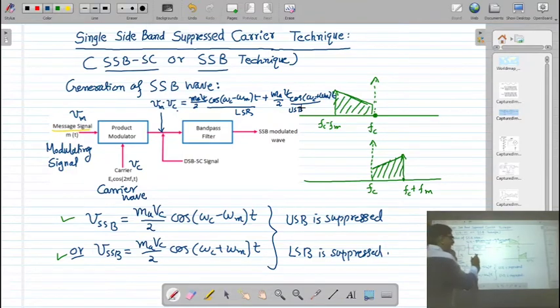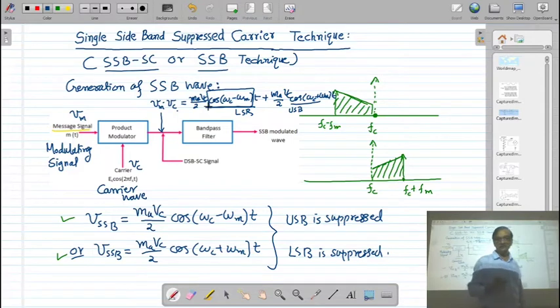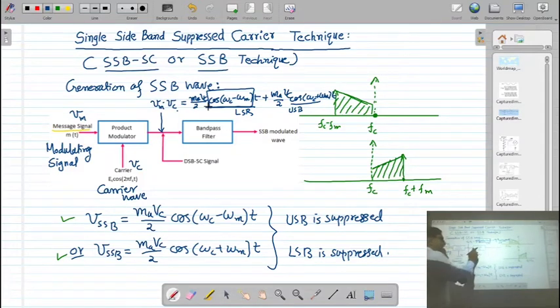Suppose you want to transmit a lower sideband frequency. Here we want to transmit cos(ωc − ωm). Then the band pass filter we have to use has one cutoff frequency of ωc − ωm and another cutoff frequency of ωc. Then this band pass filter will allow only this much frequency, and the rest, the upper sideband frequency, is going to be suppressed by this.